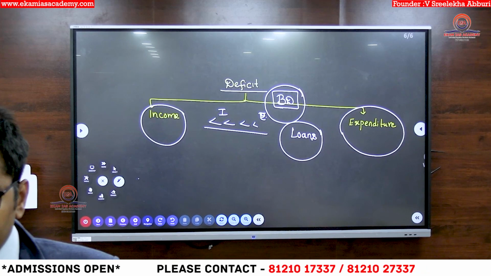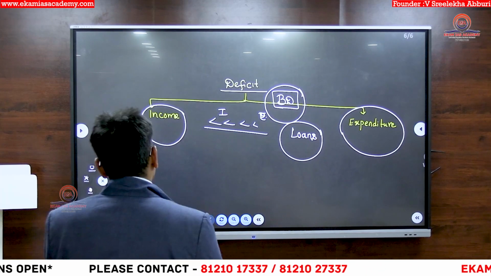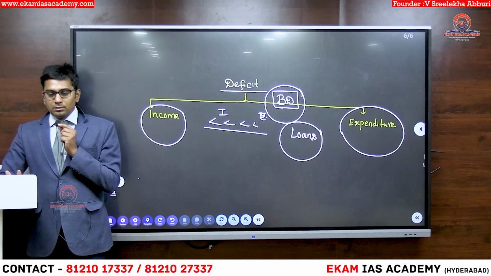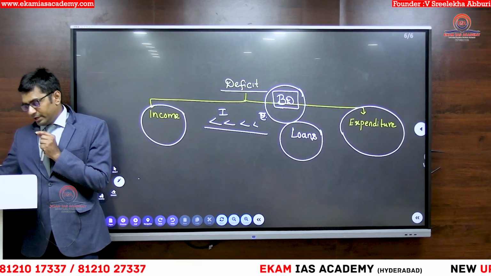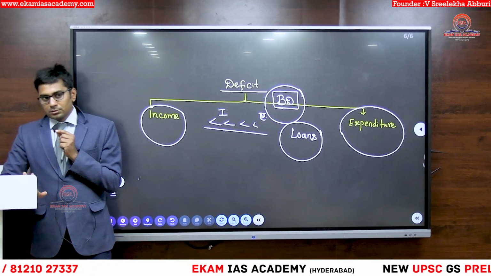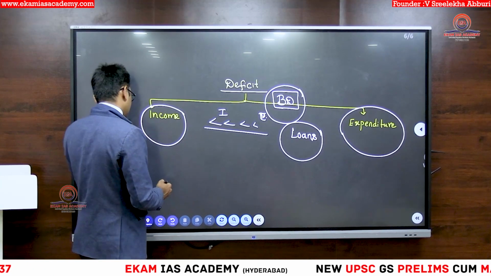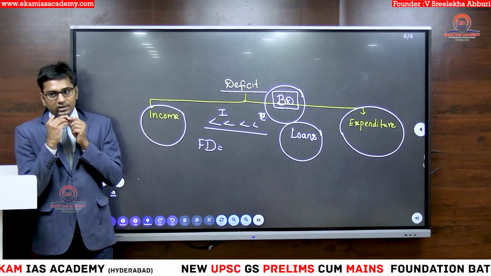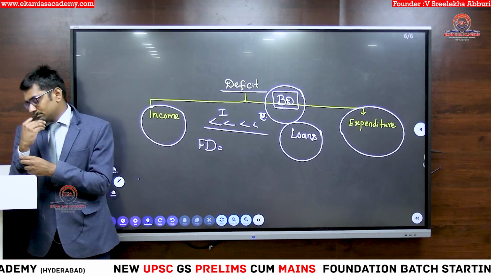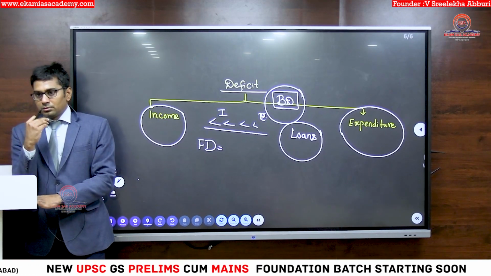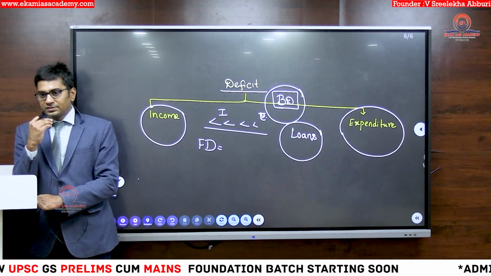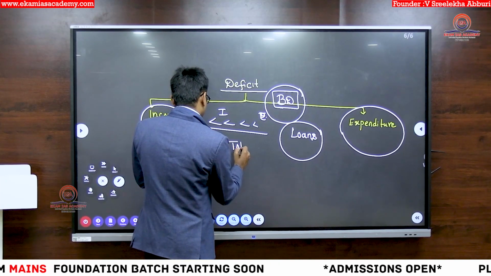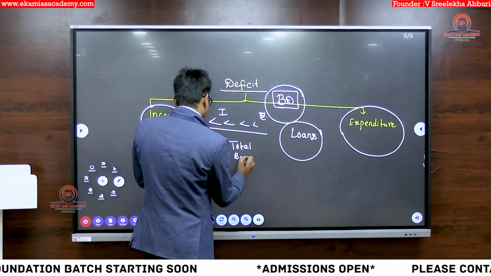The loans that are borrowed by government to meet the budget deficit is known as fiscal deficit. Therefore, fiscal deficit indicates total borrowings of government.